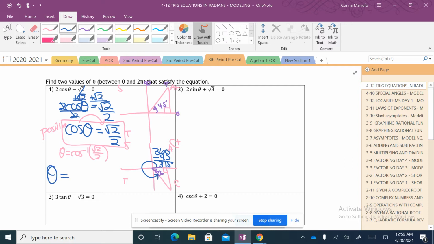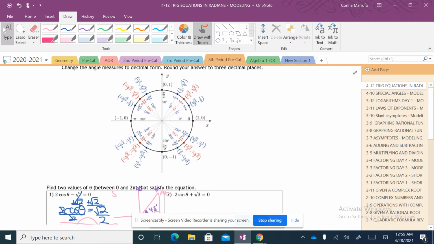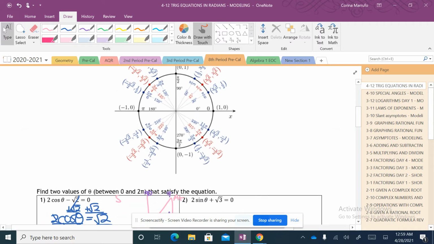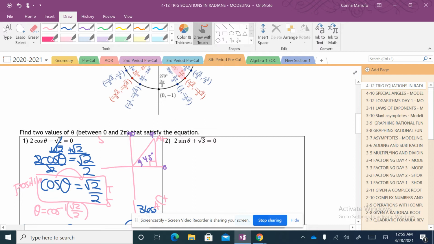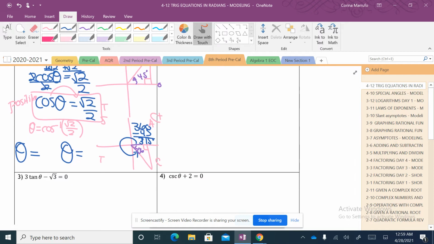Okay. But they do want our answer between 0 and 2 pi, so I'm not going to give my answers in degrees. I'm going to give my answer in radians, okay? So I did show you guys how to change them into radians. You multiply by pi over 180, but because I have my unit circle, I am going to go ahead and use this number. So 45 is the same thing as pi over 4. And then we said 315 degrees is the same thing as 7 pi over 4. So pi over 4 and 7 pi over 4.